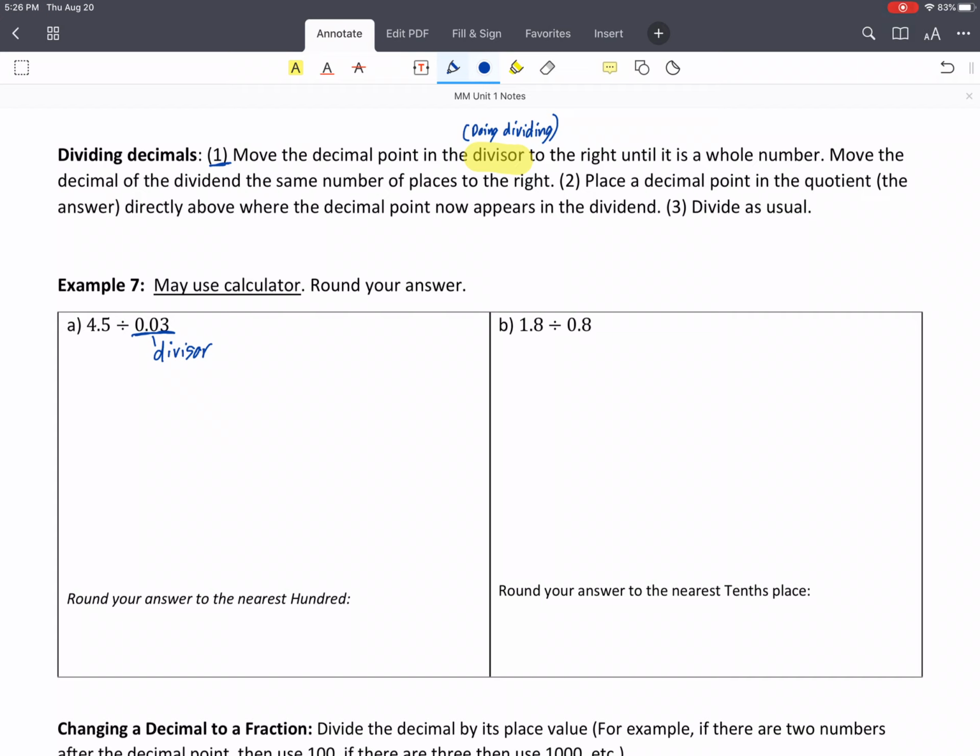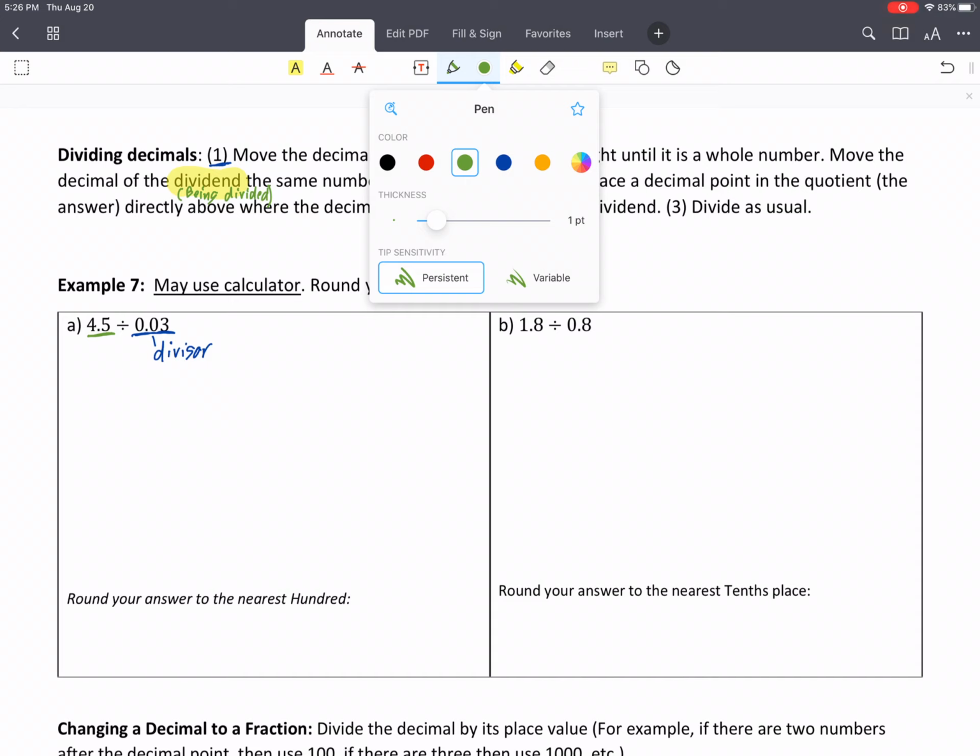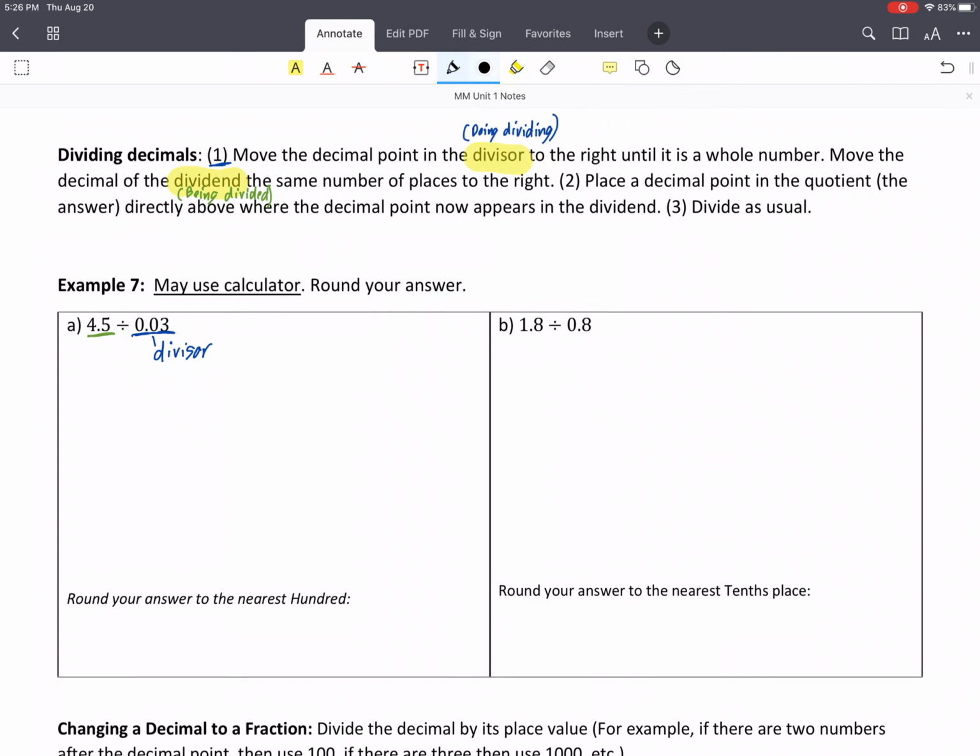And then we move the decimal of the dividend. So what the dividend is, is whatever's being divided. Okay, so that is what's being divided, the same number of places to the right. So what does that mean? Change color here. Let's go black. Why not? So if we write this as 4.5 divided by 0.03.